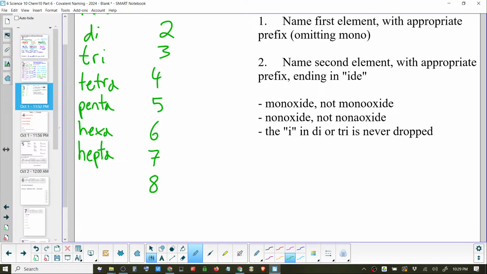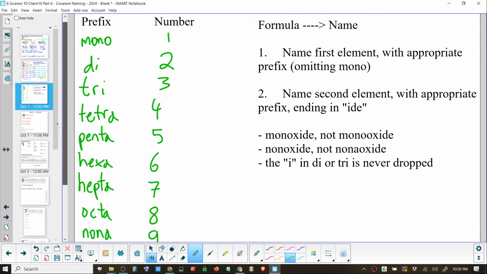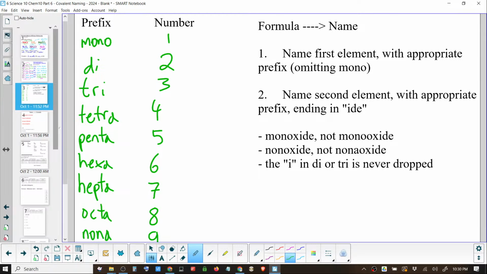Eight, like the octopus, octa. Nine is nona. And ten, like ten years, is deca. These are on your data booklet if you need to look them up, but it is so much easier if you have them memorized. So, formula: one, name the first element with the appropriate prefix, omitting mono in the first one.